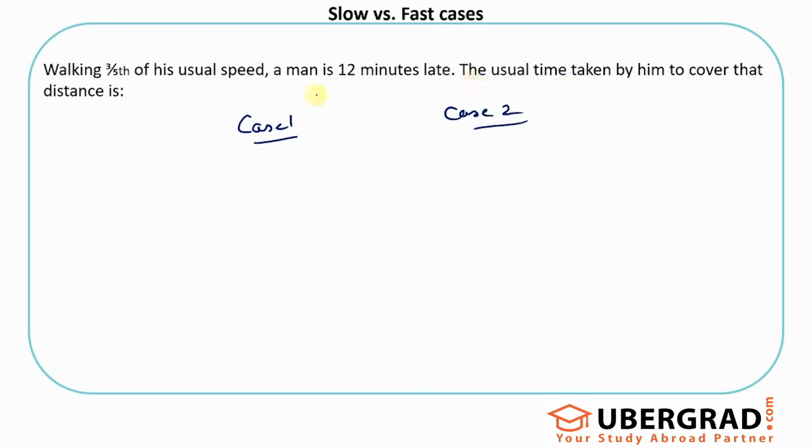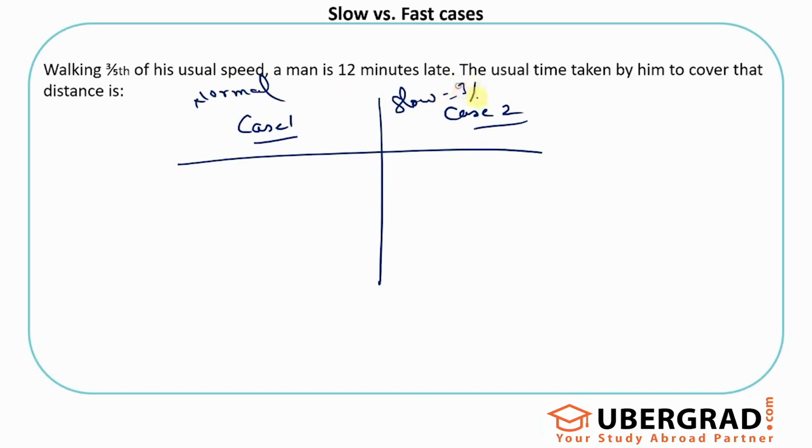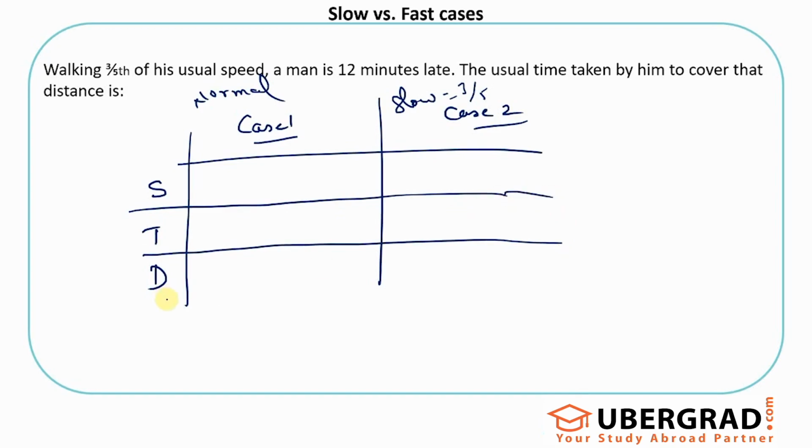So what is the usual time taken by him to cover the distance? All you need to do, let's say this is the normal speed or the usual speed, and this is the slow speed, that is 3/5 of the normal. So now the questions you should ask are: what is the speed, what is the time, what is the distance? Sometimes they'll give you information, sometimes they'll give you clues connecting the cases.